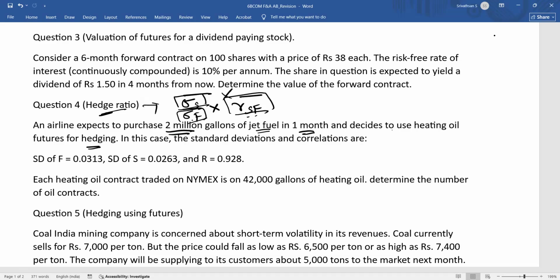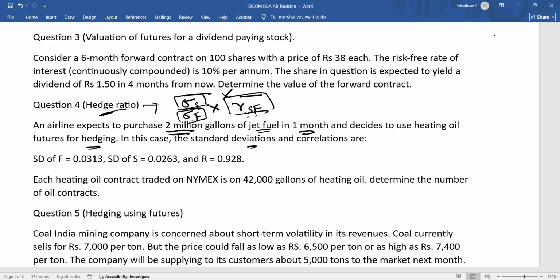So what is their risk? Their risk is that the price might increase in the future in the spot market. So what they can do is enter into a futures contract today, thereby locking the price today. So whether the market price increases or decreases in future doesn't matter. Still, they can purchase at a predetermined price.